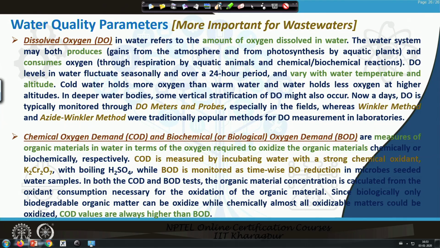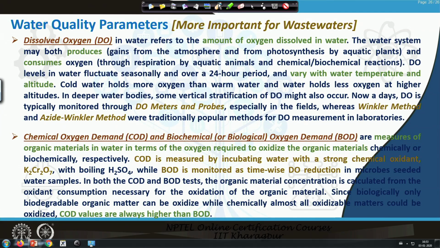Then there are COD and BOD, which are chemical oxygen demand and biological or biochemical oxygen demand. Both are measures of the organic matter in the water, and they report in terms of the oxygen required to oxidize the organic matter. Now, COD reports the oxygen requirement for oxidizing it chemically, whereas BOD reports the oxygen requirement for oxidizing it biochemically or biologically.